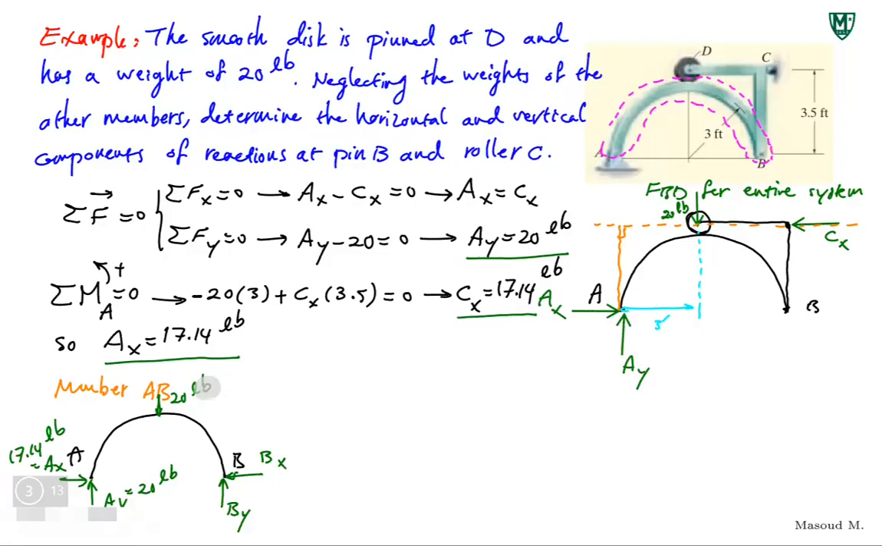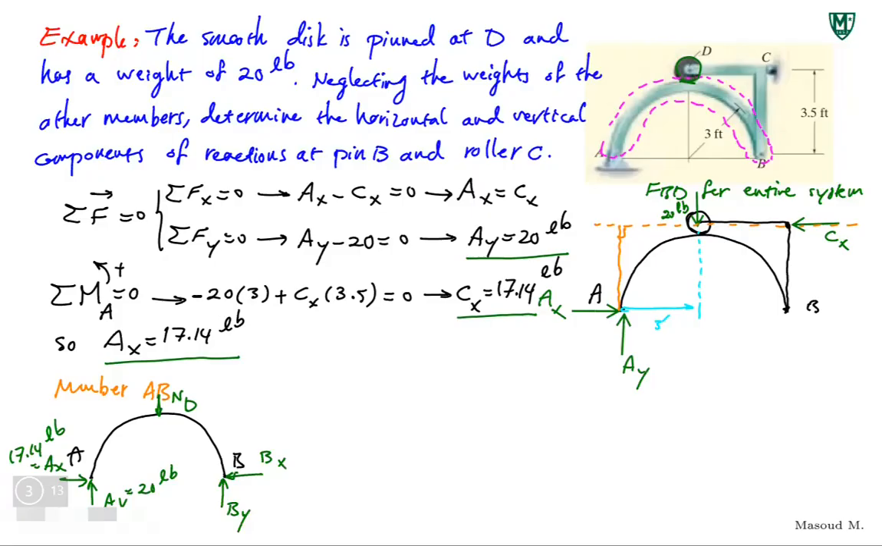I made a mistake somewhere. Right, this is not 20 pounds. Why did I make the assumption? Somebody should have told me that. This is the contact between member AB and disk D. So I don't know what that is. Let's just call this ND. I actually don't know. Let's draw the free body diagram for disk D.